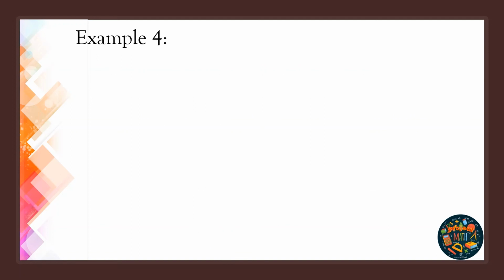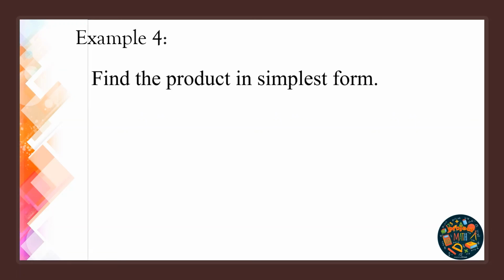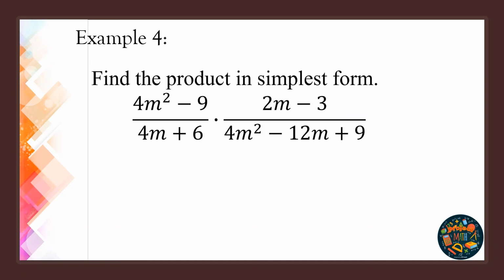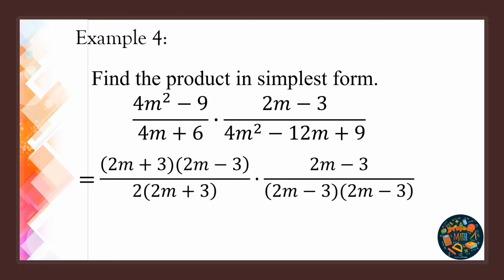And for example number 4, find the product in simplest form. So, (4m² - 9) over (4m + 6) times (2m - 3) over (4m² - 12m + 9). So, tingnan natin ang ating mga factors sa bawat terms. Ang 4m² - 9 is difference of 2 squares, kaya meron kang plus and minus. Square root ng 4m² ay 2m, square root ng 9 ay 3, kaya meron tayong (2m + 3) times (2m - 3).